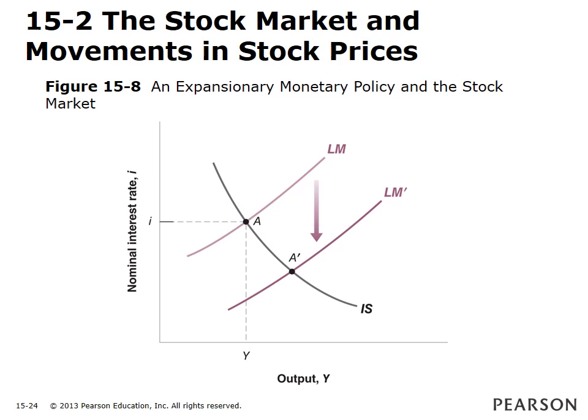Figure 15-8 studies the impact of expansionary monetary policy on stock prices. Expansionary monetary policy increases output in the short run and lowers the interest rate. If the Fed's move was anticipated, stock prices would have taken it into account, so they will not change after the move. If the move comes as a surprise, stock prices will go up.